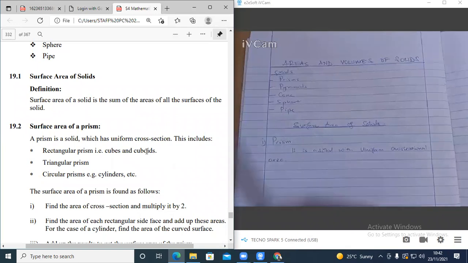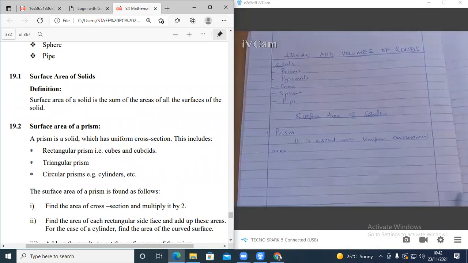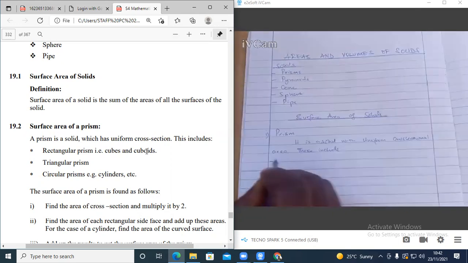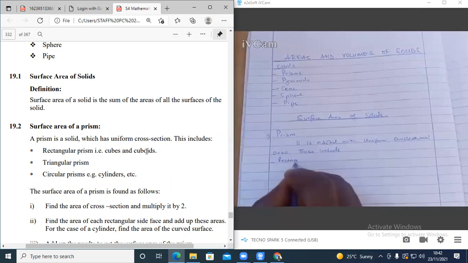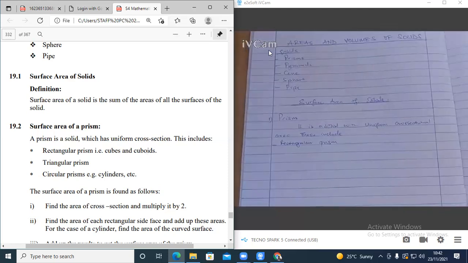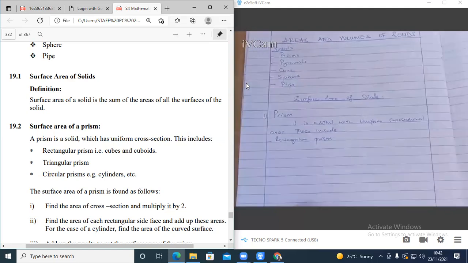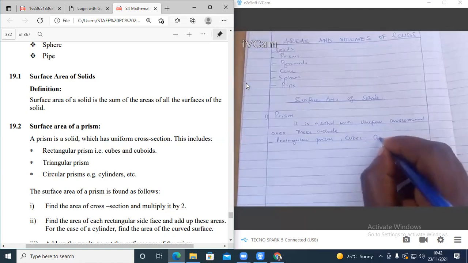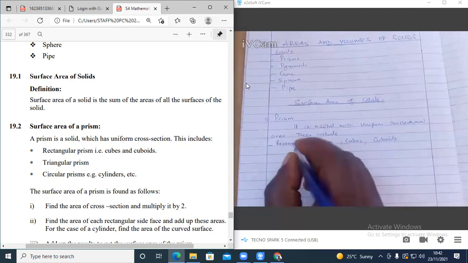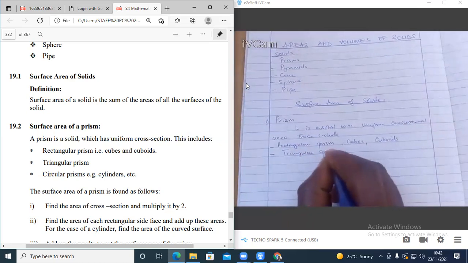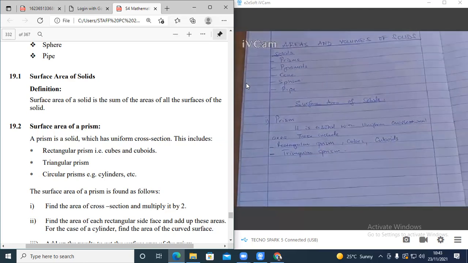So a prism is a solid with uniform cross-sectional area, and this includes the rectangular prism. You know what a rectangular prism is. It is in the form of a rectangle. Cubes and also cuboids. We have a triangular prism. Have you seen a triangular prism? Members, have you seen a triangular prism? Yes, teacher.